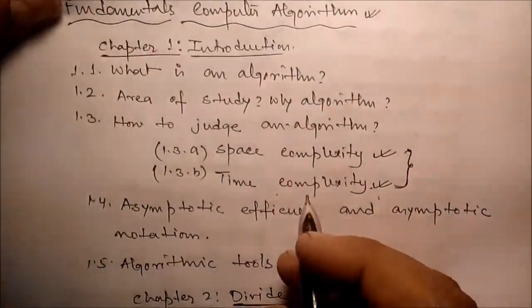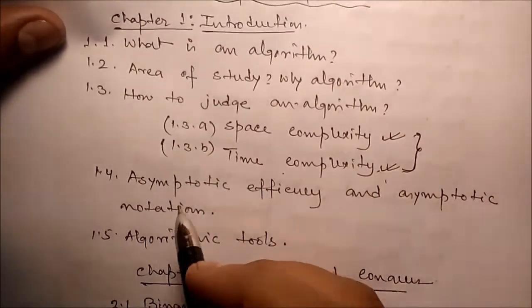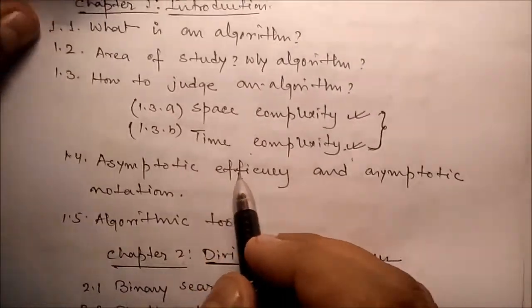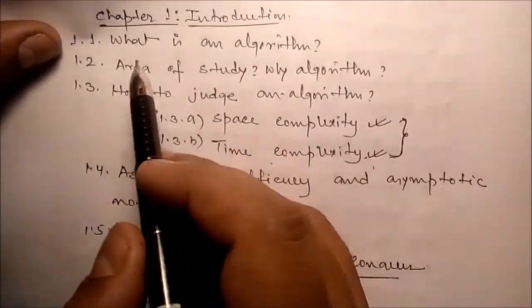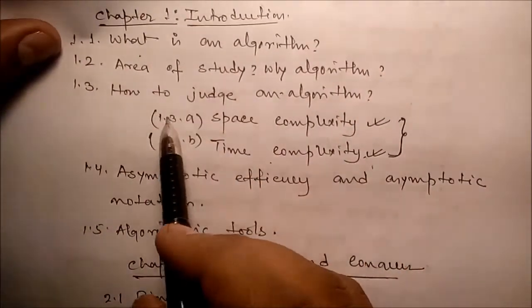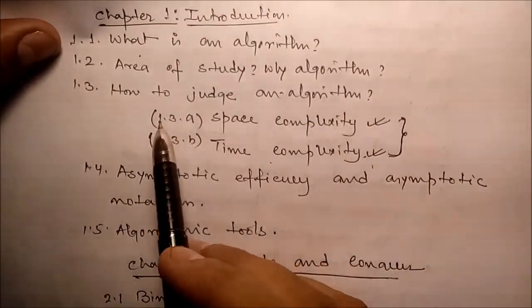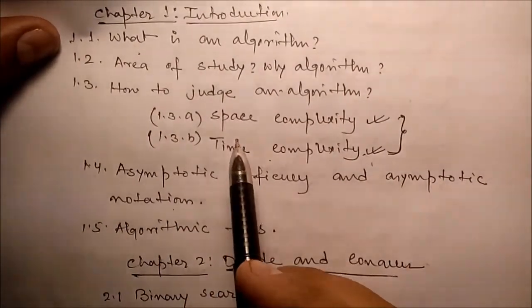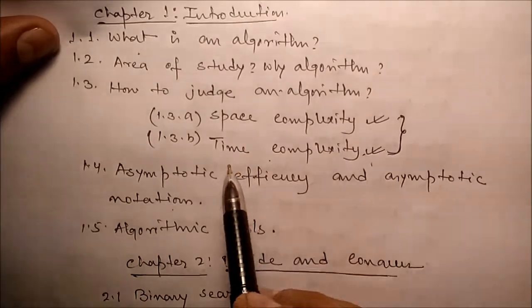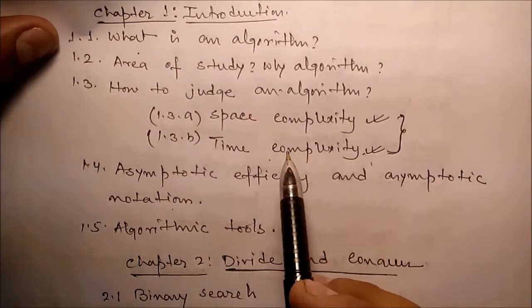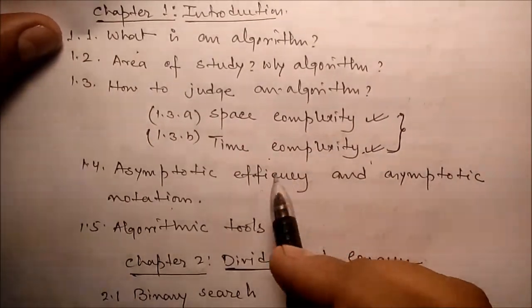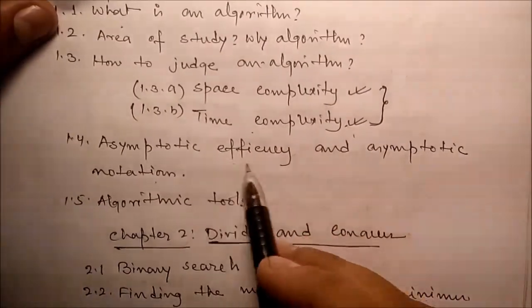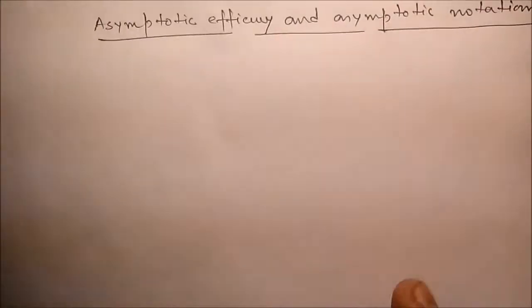Okay, so we are in chapter 1, and in this particular video we'll talk about asymptotic efficiency and asymptotic notations. Also, already you have covered what is an algorithm, area of study, why algorithm, how to judge an algorithm. We'll talk about space complexity, time complexity, how to calculate space complexity and time complexity, and so on. In this video we'll talk about asymptotic efficiency and asymptotic notations.